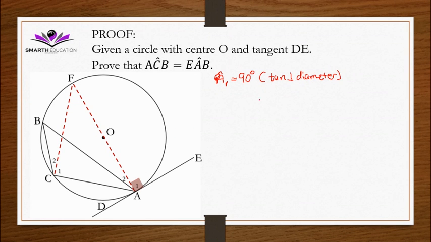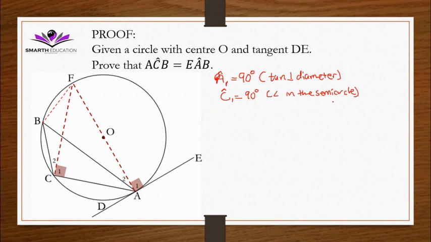What can you say about C1? C1 is also equal to 90 degrees. Why is C1 equal to 90 degrees? Because it's an angle in the semicircle. Angle in the semicircle. Right, that is angle C1.